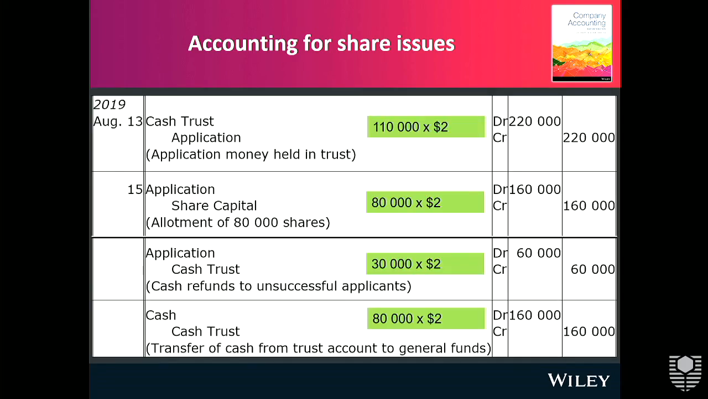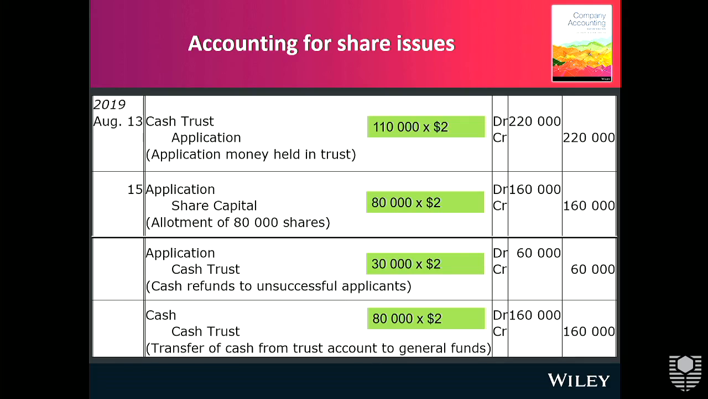So the journal entries to record. On the 13th of August, 110,000 times 2, $220,000, cash trust goes up, so we debit it. Our application account goes up, so we credit it. Remember, your application account is a temporary account, and by the end of the process it needs to be zero. So in the next journal entry, we take out the 80,000 shares times 2, which is $160,000, from our application account and transfer it over to our share capital account.